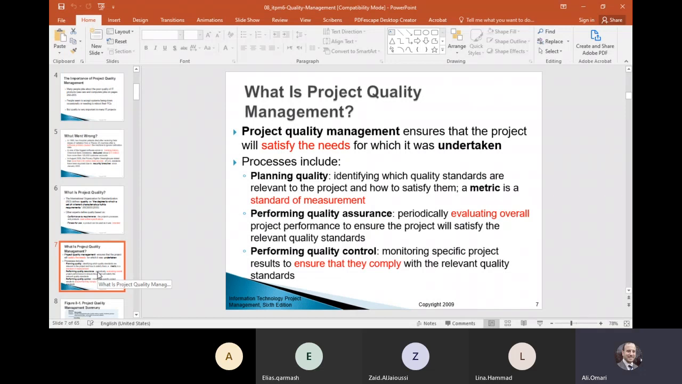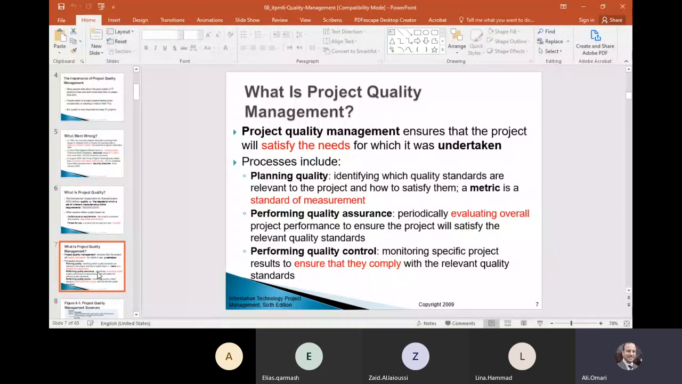Quality management ensures the project satisfies the need which was undertaken in the requirement. To make sure the product was produced based on the requirement, we have to follow a process to measure the quality of the product.